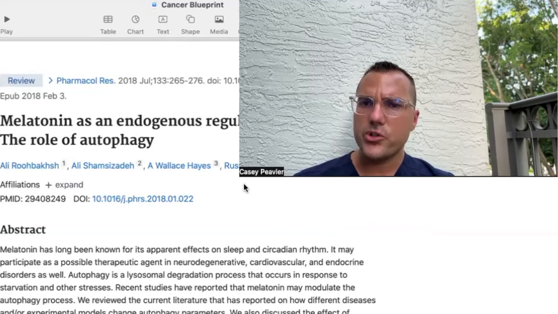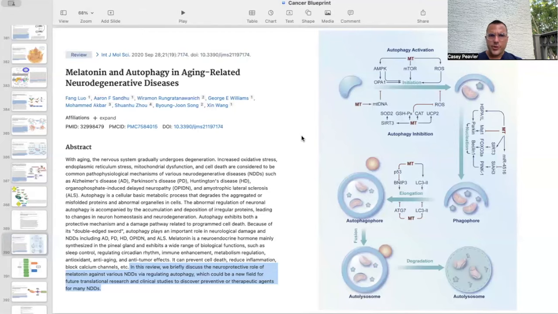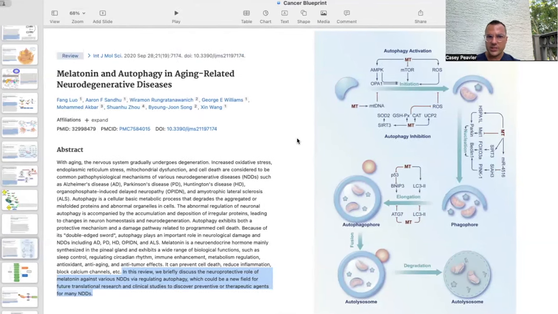and it's amazing for our chances of reversing these at times seemingly irreversible processes. So this paper is titled Melatonin and Autophagy in Age-Related Neurodegenerative Diseases. And it says here that in this review, we briefly discuss the neuroprotective effect of melatonin against various neurodegenerative diseases via regulating autophagy, which could be a new field for future translational research and clinical studies to discover preventive or therapeutic agents for many neurodegenerative diseases. Let's take a look at this diagram here.